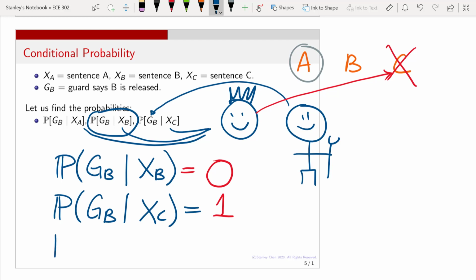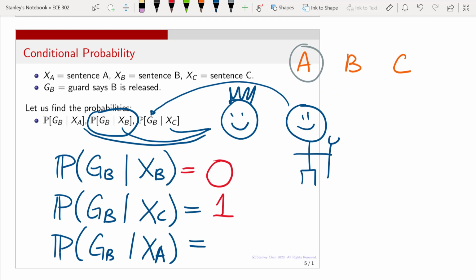And then let us calculate one more probability. This probability is that you are actually the unlucky person. So now the king has decided to knock you out, and then you went to the guard. The guard will say either B or C. So what is that conditional probability? This is 1/2, because the guard can either tell you B or C.